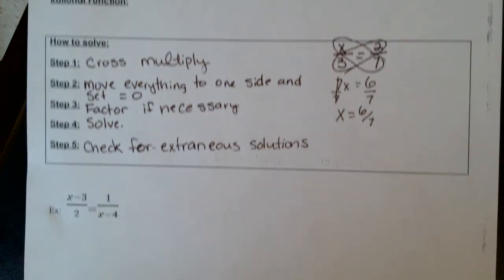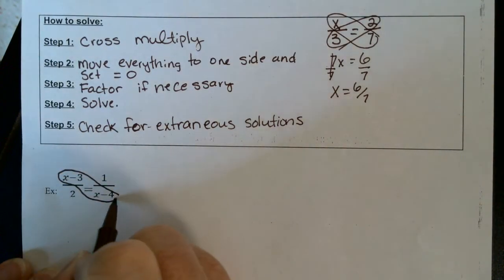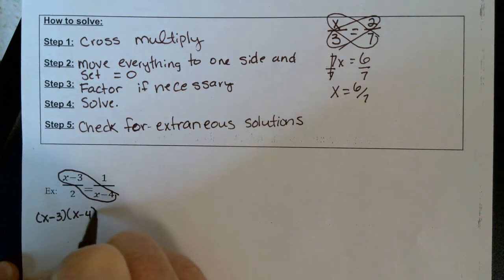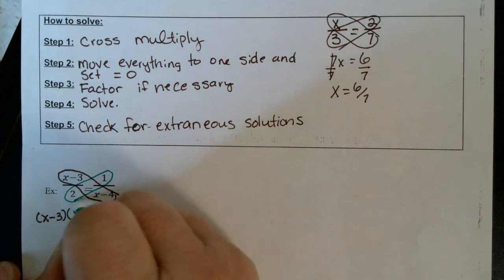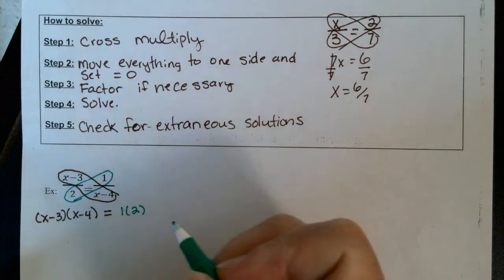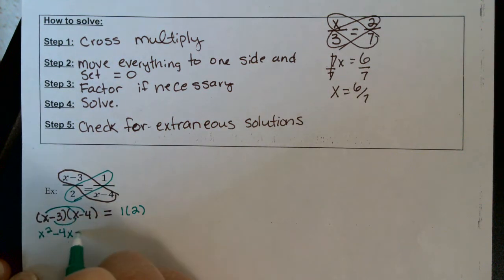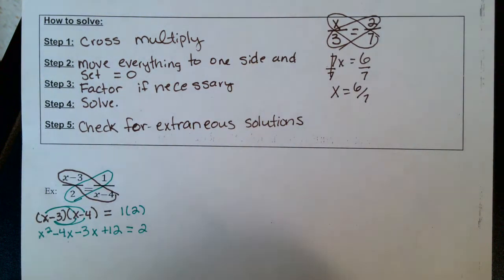Okay, so if we start with example number 1, we're going to cross multiply this way. So we have x minus 3 times x minus 4. And then we're going to cross multiply this way, which is 1 times 2. So let's go ahead. X times x is x squared. X times negative 4 is negative 4x. Here we have negative 3x. Here we have positive 12 equals 1 times 2 is 2.